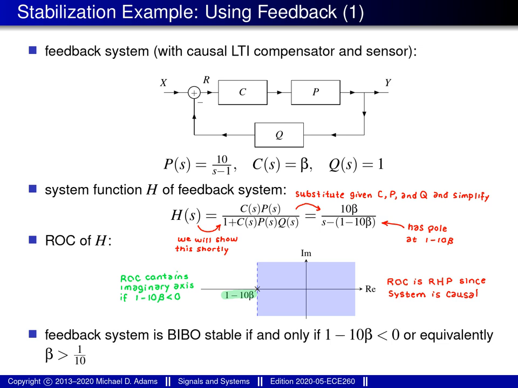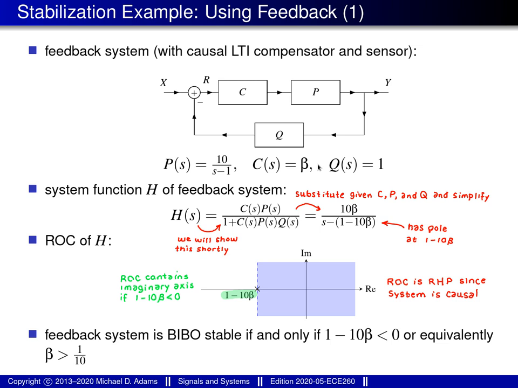In the next part of this example, we're asked to show that the unstable plant can be stabilized by connecting it with a causal LTI compensator and sensor in the manner shown in the block diagram here. In this block diagram, the sensor has the system function q, where q is given by this particular formula here. And the compensator has the system function c, where c is given by this particular formula here, and beta is a real constant.